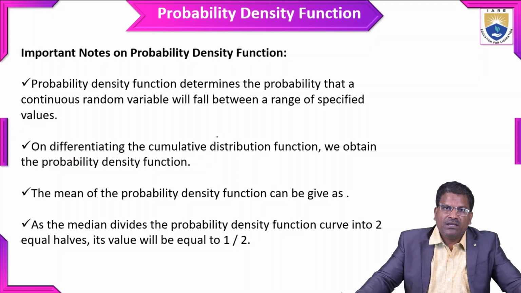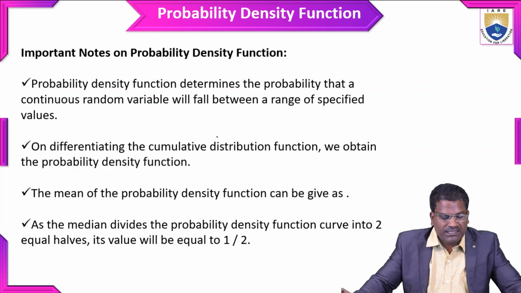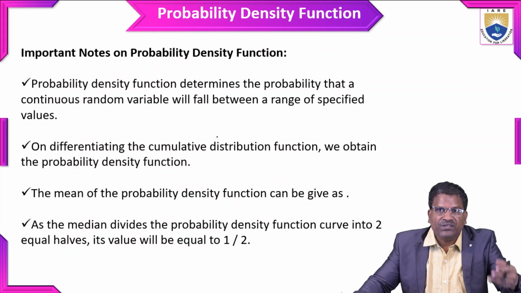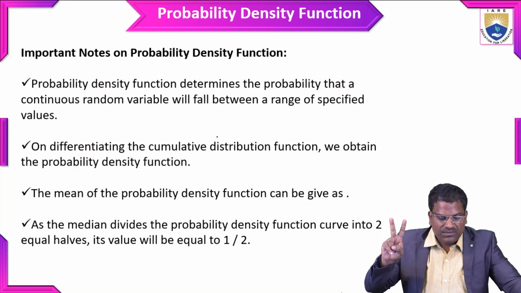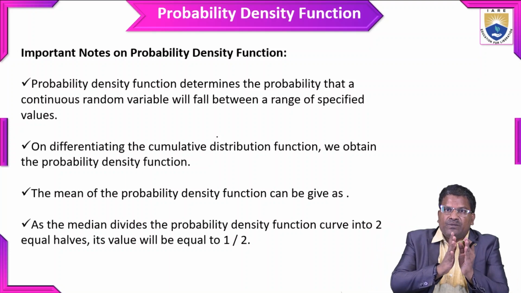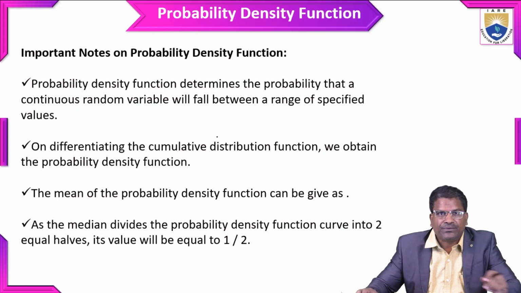The mean of the probability density function we can find the same way, as the median divides the probability density function curve into two equal halves. Each value will be equal to 1 by 2, 1 by 2.